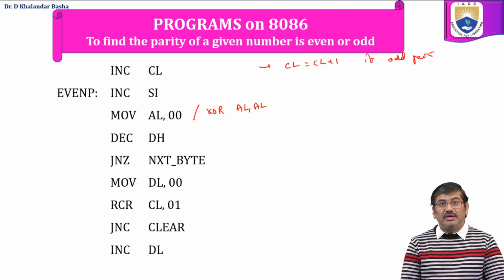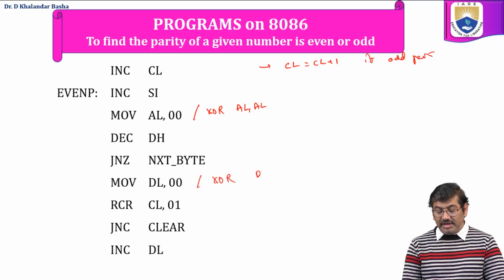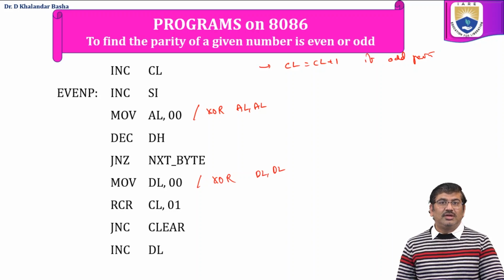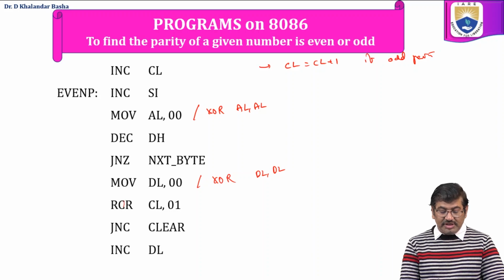Next, for clearing the DL register, either you can use MOV DL, 00, otherwise you can use XOR DL, DL. Both are valid. So these two instructions are used for clearing the register. Then rotate the contents of the CL register towards the right side by 1 bit. Either you can use SHR or ROR. This is mainly for checking the LSB bit.